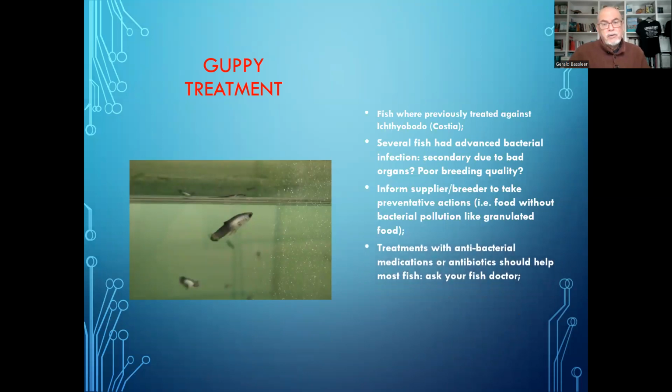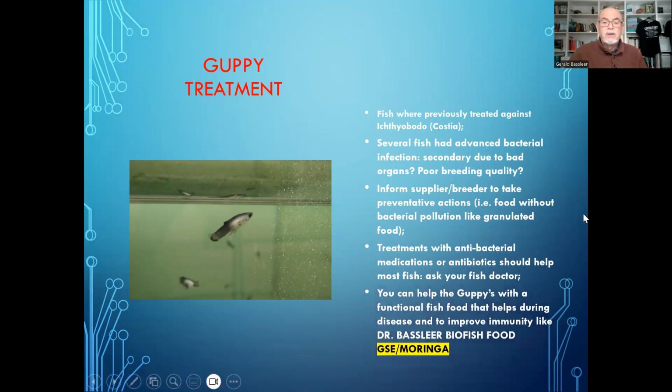Treat with an antibacterial medication or antibiotic, which should help most of the fish. The ones which are badly damaged, I think it's too late. So ask your fish doctor for advice. And meanwhile, you can help your fish with a functional fish food, like I describe always in my videos, as explained, a food can be a big help.